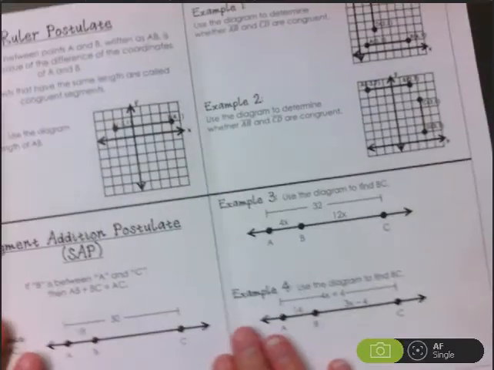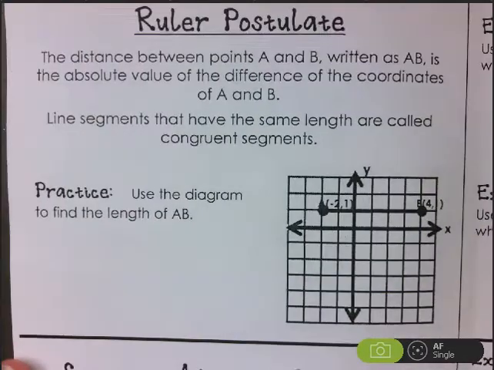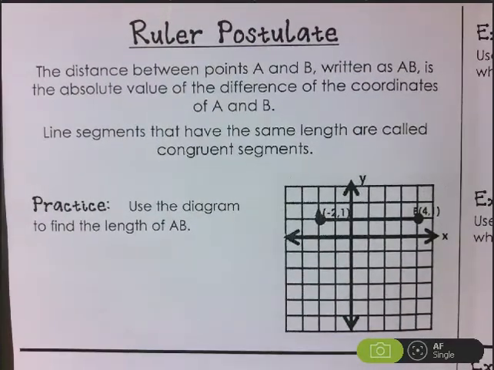On the inside of this, we're going to zoom in just a little bit. We're going to start out with our ruler postulate. The ruler postulate tells us that the distance between points A and B, written as AB, is the absolute value of the difference of those coordinates A and B. What that means is we're going to be subtracting those values, and we want the absolute value. So we don't need positive or negative, we just want to know the distance.